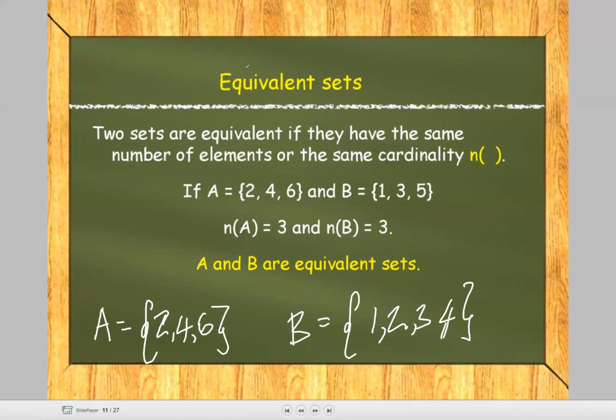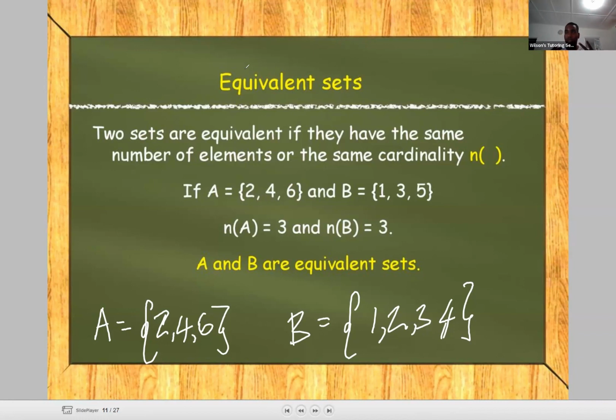No, sir. Why not? Because they don't have the same number of elements. A has 3, B has 4, so they wouldn't be equivalent.